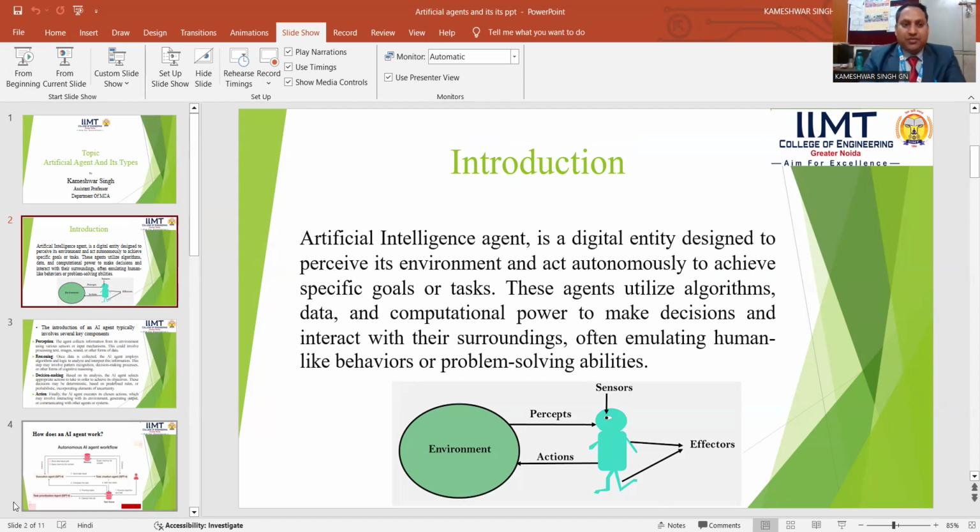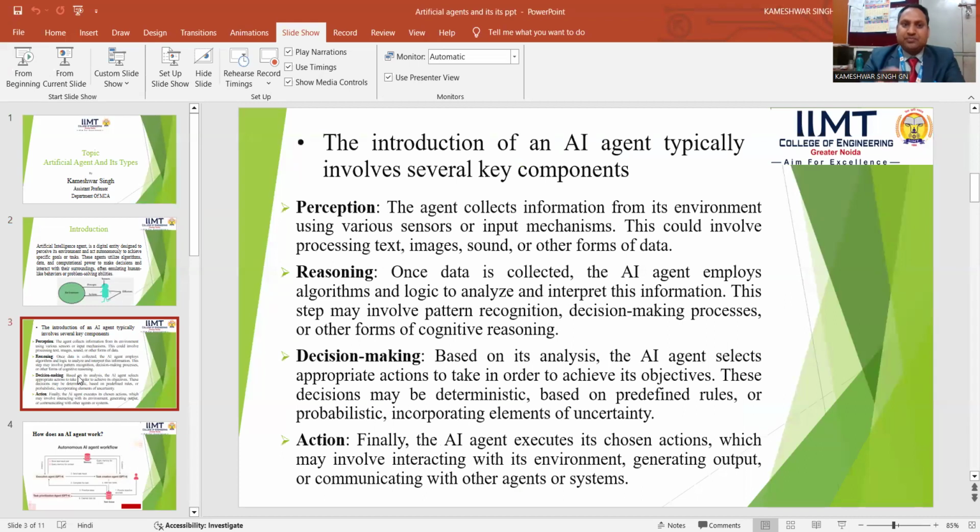First of all, we are going to explain that an AI typically involves several key components, the first of which is perception. What is perception? The agent collects information from its environment using sensors or input mechanisms. These could involve processing text, image, sound, or other forms of data. So first of all, the agent makes perceptions.